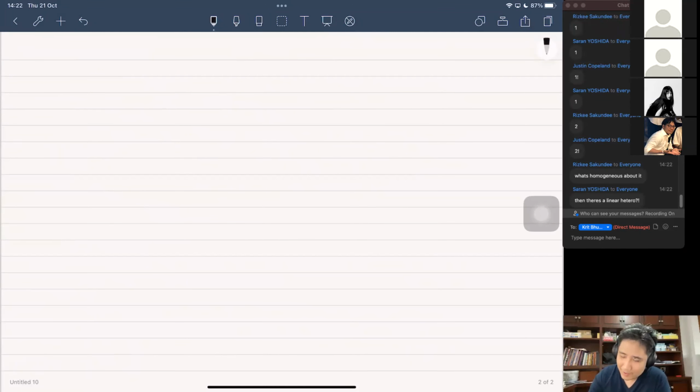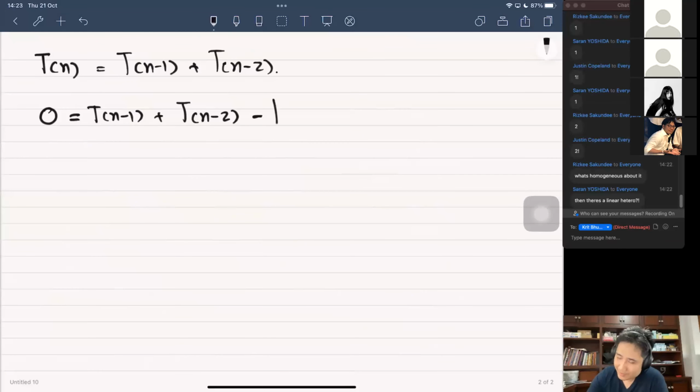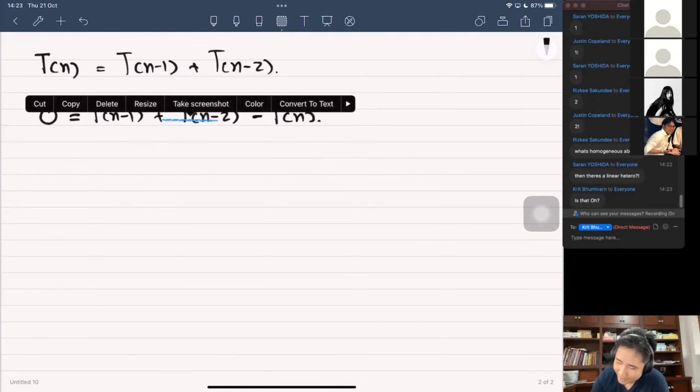Typically you do something like this, right? Tn is Tn minus 1 plus Tn minus 2. If you are a mathematician, typically you don't write it like this. Well, maybe some do, but the way that people write it is 0 is Tn minus 1 plus Tn minus 2 minus Tn. Or maybe if you are OCD, you want to sort this by increasing order.